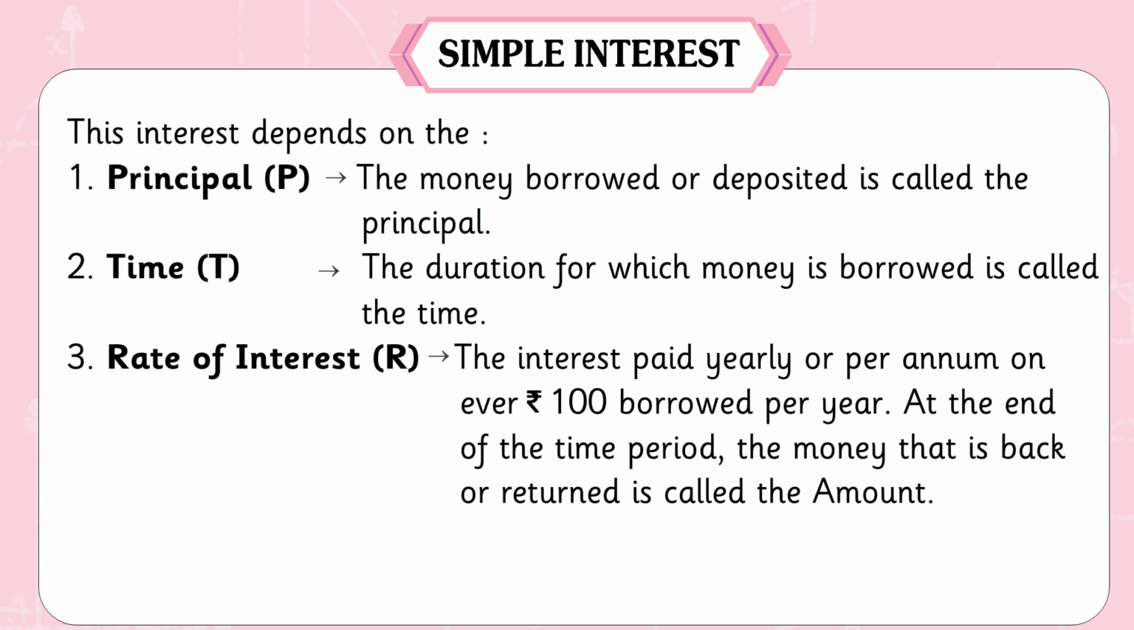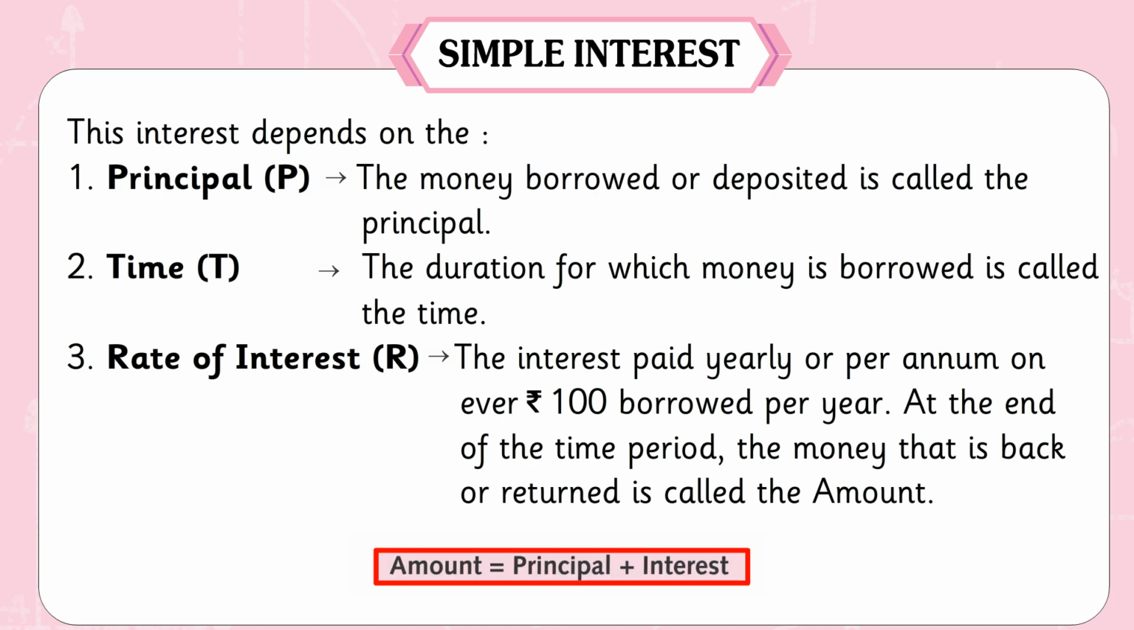This interest depends on the: 1. Principal P. The money borrowed or deposited is called the principal. 2. Time T. The duration for which money is borrowed is called the time. 3. Rate of interest R. The interest paid yearly or per annum on every ₹100 borrowed per year. At the end of the time period, the money that is paid back or returned is called the amount. Amount is equal to principal plus interest.